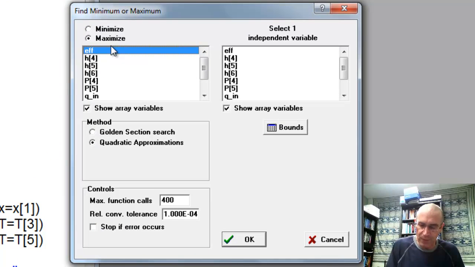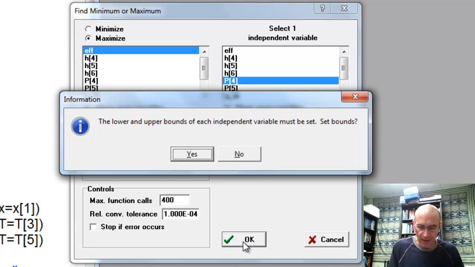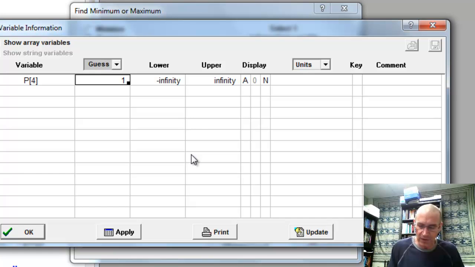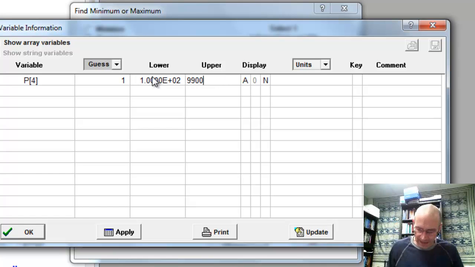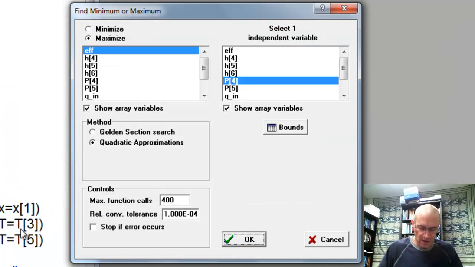I'll choose that radio button, the efficiency. And then what do I want to vary? I want to change P4. All right, so that's what we're going to go ahead and maximize. And it wants me to set upper and lower bounds on it. So I'll go ahead and do that. Well, we know P4 has got to be, I don't know, at least 100 kPa, and it's not going to be more than, I'll say 9,900. That's because the highest pressure was 10,000 and the condenser was at 100. So those seem like a good set of bounds.